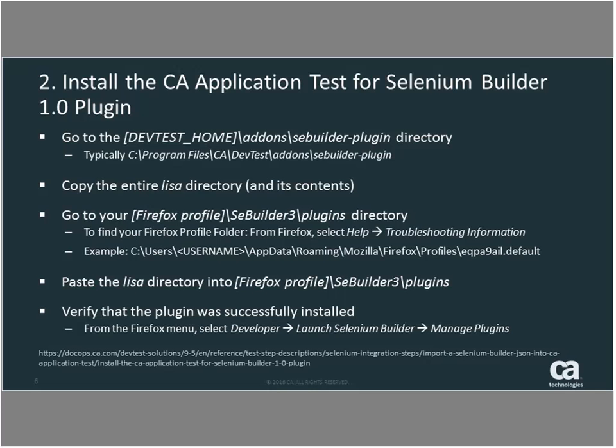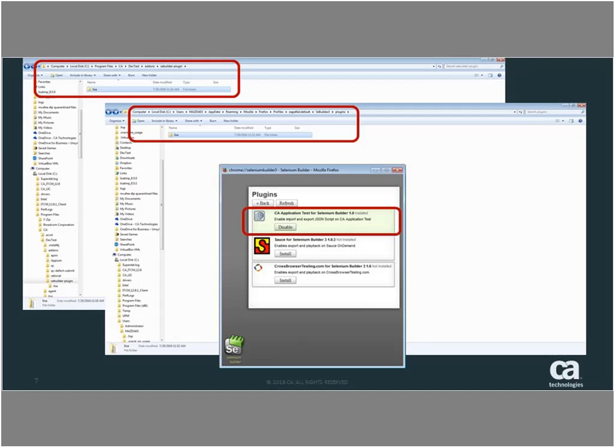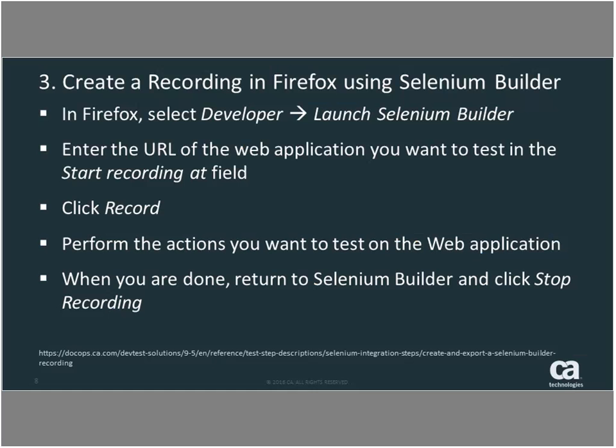So you navigate to CA DevTest add-ons, SE Builder plugin. This is really your Lisa home directory, add-ons, Selenium Builder plugin directory. Copy the Lisa directory that's in there, and you'll paste it into your Firefox profile directory, and we'll show you how to do that. Once we do that, we'll run it just to make sure it's working. And you'll see a CA AppTest for Selenium Builder 1.0 plugin installed. That's how you verify, okay?